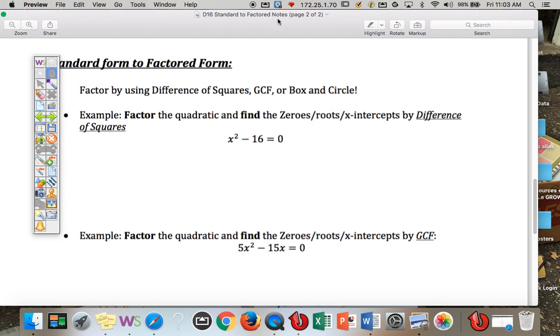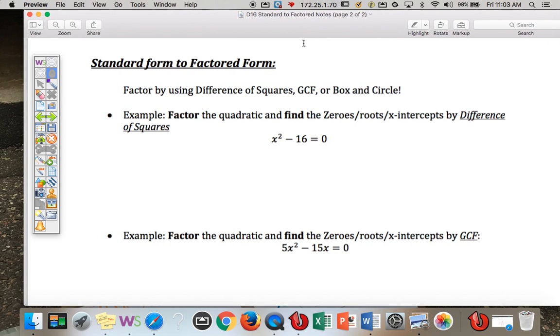So our goal today, can you change from standard form to factored form? How do you do it? Difference of squares, greatest common factor, or box and circle. So we're going to review all those 3 methods.